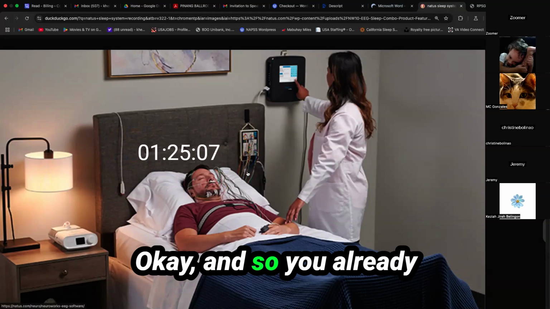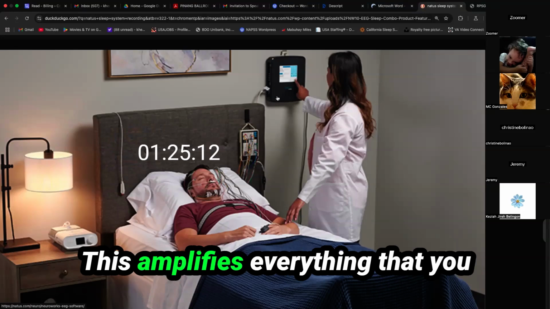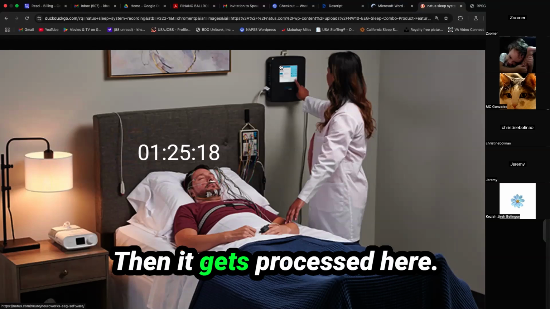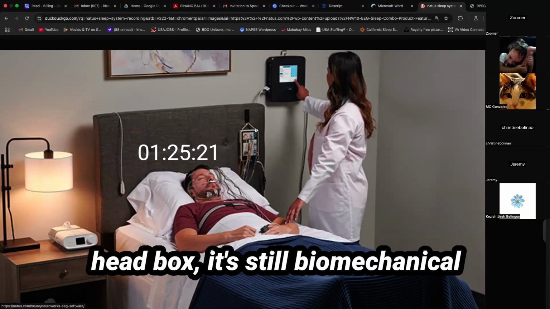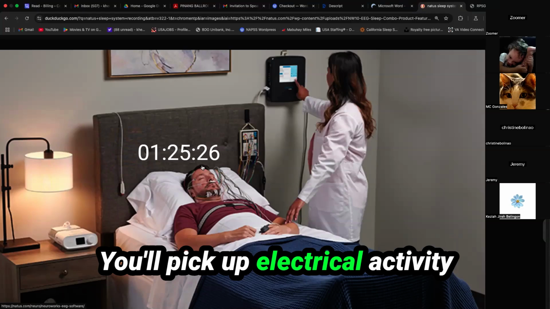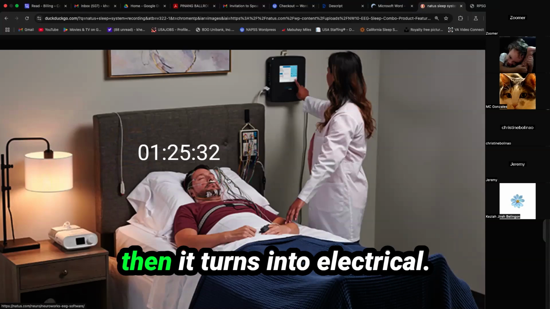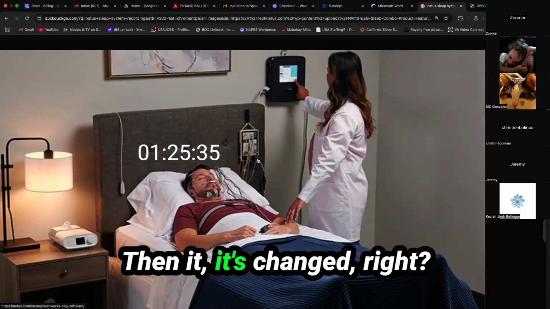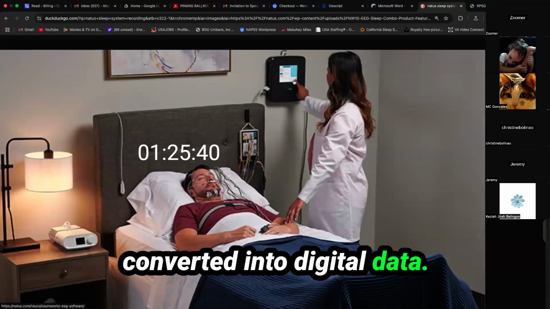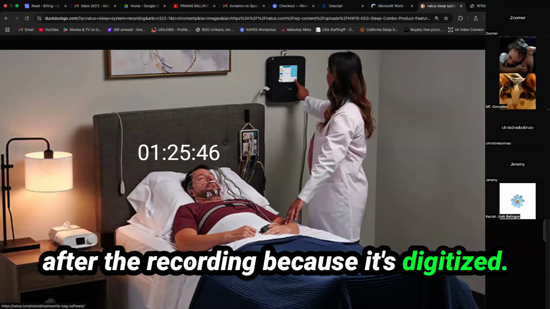And so you already are processing it here. This is the amplifier now. This amplifies everything that you record from the biophysiological signals from the patients. Then it gets processed here. Because from the patient to the head box, it's still biophysiological activities, right? You will pick up electrical activity coming from the patient's physiology, and then it turns into electrical. Then it's changed, right? It's converted into digital data. And that's why we can manipulate it after the recording, because it's digitized.